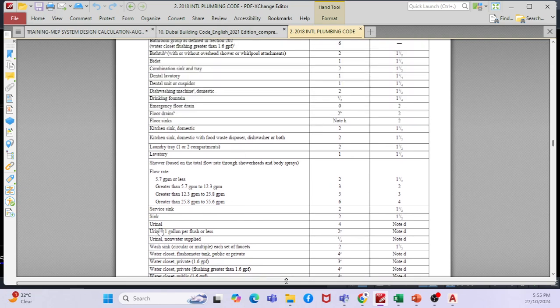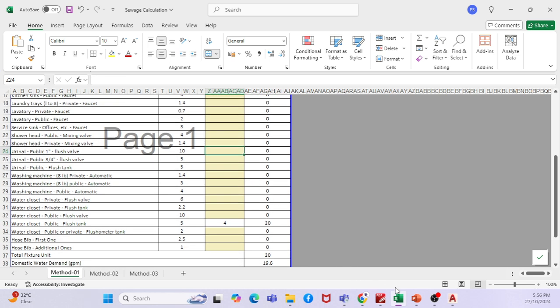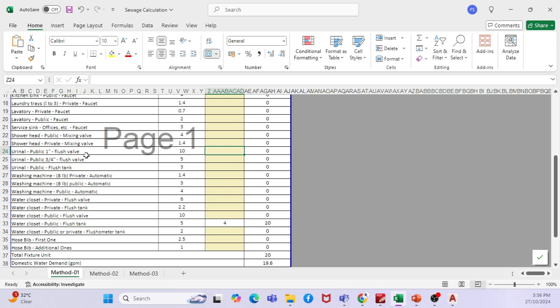if I go for the urinal, what is the value for the fixture? I will go to my Excel sheet and enter how many urinals are in the project. Say for example, this is my urinal. This depends upon the project.